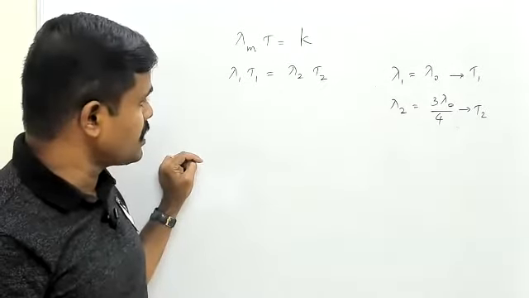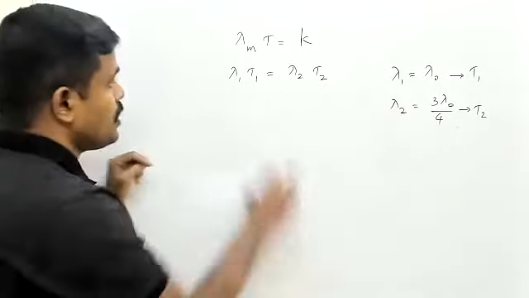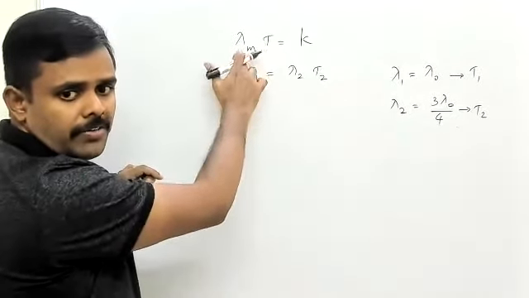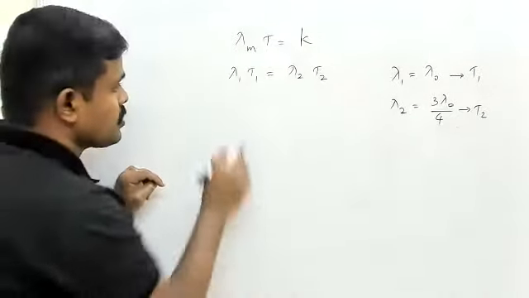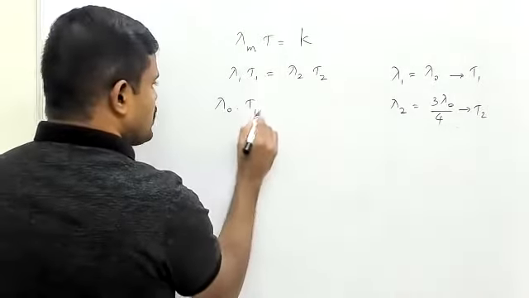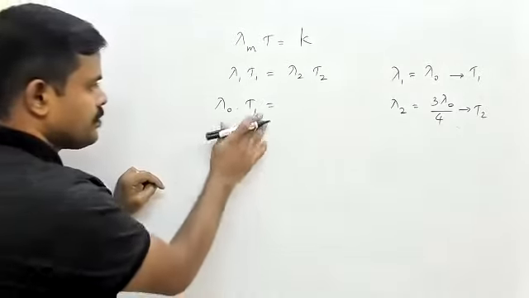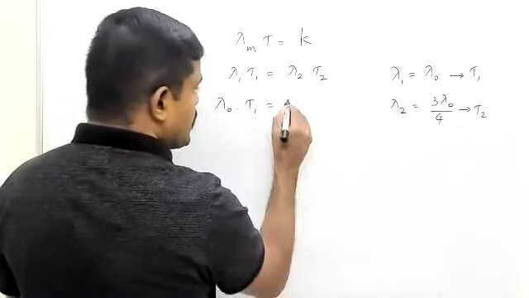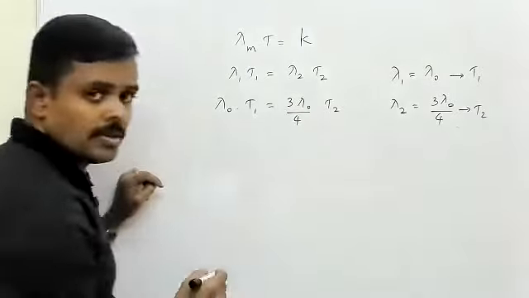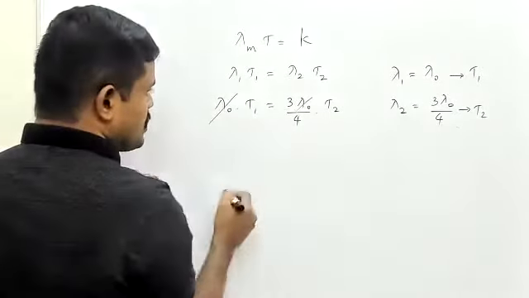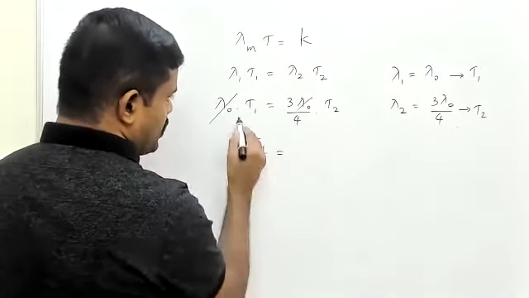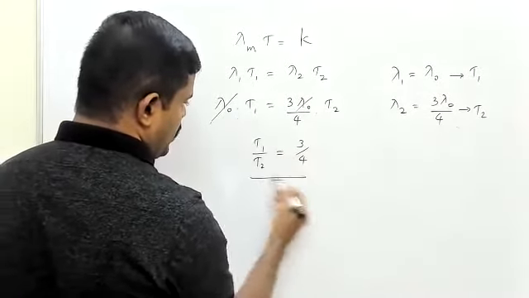So lambda 1 T1 is equal to lambda 2 T2, is equal to lambda 3 T3, is equal to lambda 4 T4. It goes on like that, right? So lambda 1 is lambda 0, into T1, is equal to, in the second case, lambda is 3 lambda 0 by 4, into T2. I can cancel lambda 0. What is T1 by T2 then? T1 by T2 is 3 by 4.